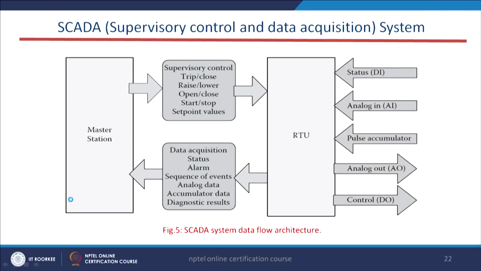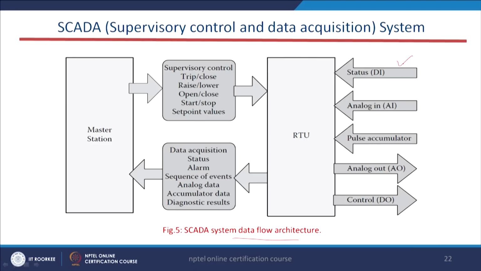Now, this is the SCADA system data flow architecture. As I said, in the SCADA system we have the RTU, the remote terminal unit, or we also call it the remote tele control unit, which connects the data from the different devices in the distribution system to the main control center of the SCADA system.